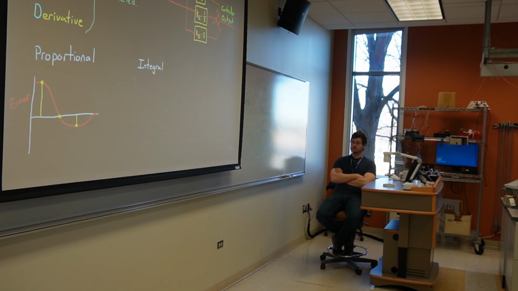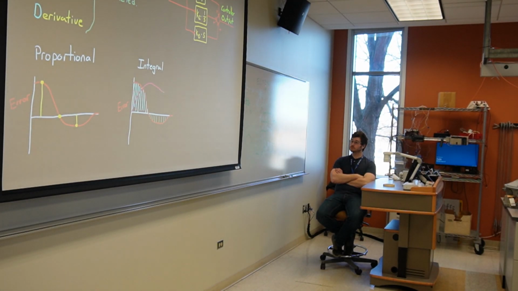In the integral path, as the error moves over time, the integral will continually sum it up and multiply it by the constant Ki. In this plot, it's easy to see that the integral path is the area under the curve, where this blue section is positive area and this green section here is negative area. Now the integral path is used to remove constant errors in a control system, since no matter how small the constant error, eventually the summation of that error will be significant enough to adjust the controller output.